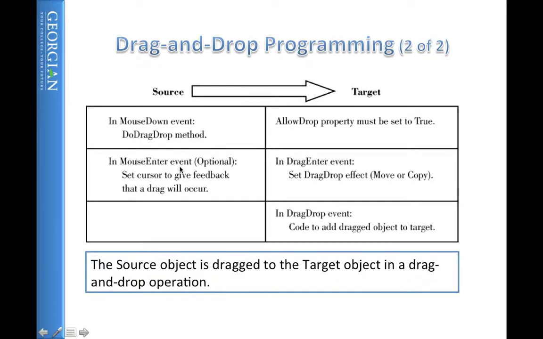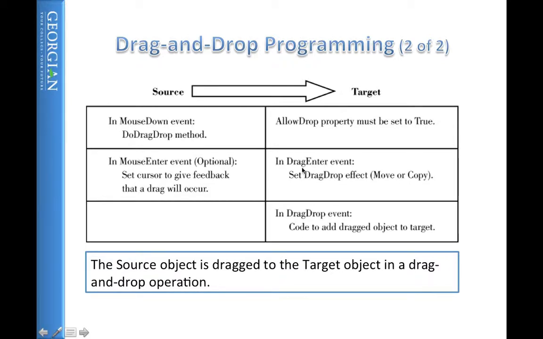In the mouse enter event, and this is optional, you can set the cursor to give you feedback. So for example, if you enter an area that's drag droppable, you can change your cursor, right? To provide feedback for the user, maybe you're changing your cursor to a hand as opposed to leaving it as a pointer, right?